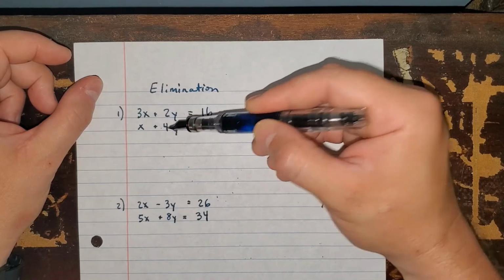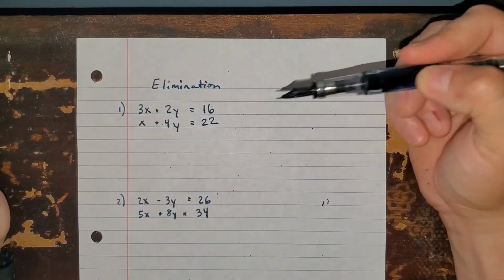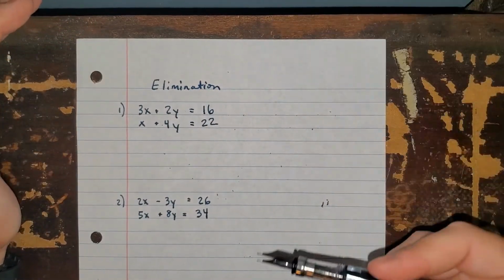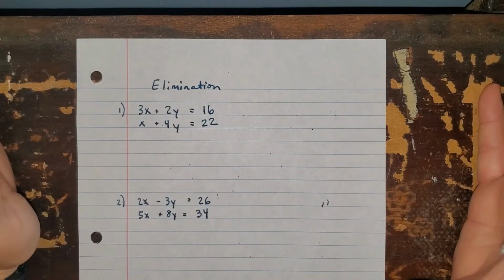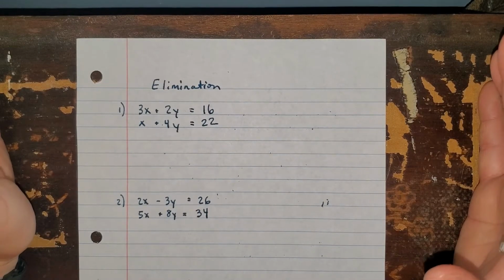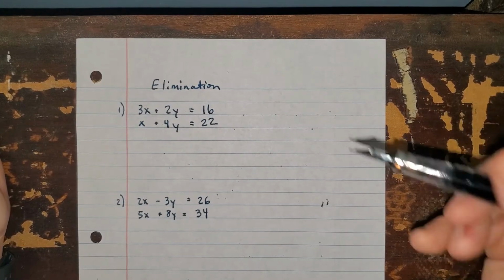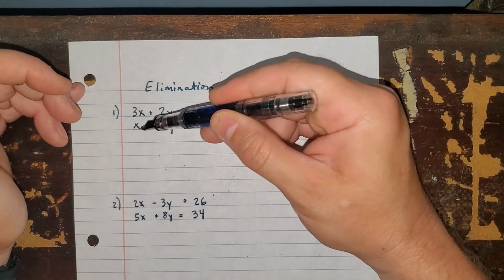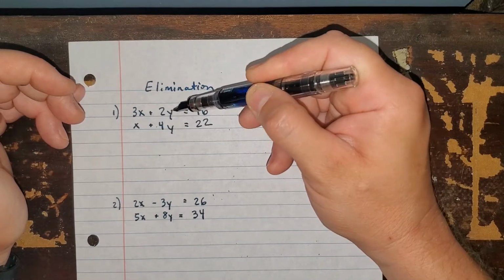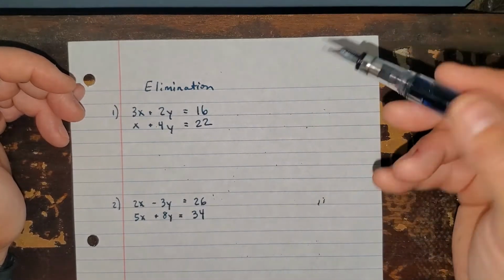If I add these, I'll get 6y. I need one of these to go away. So what I have to do is dream up a way, and it's usually pretty simple. It's usually some kind of integer, to make these two equal or opposite, or to make these two equal or opposite.